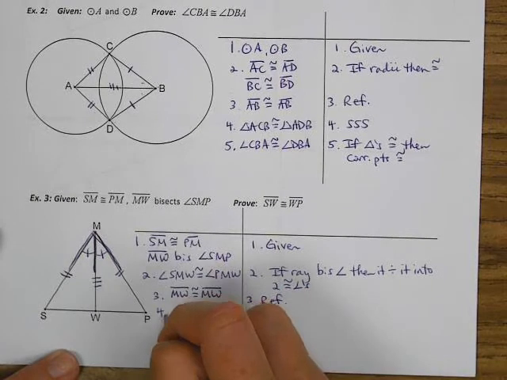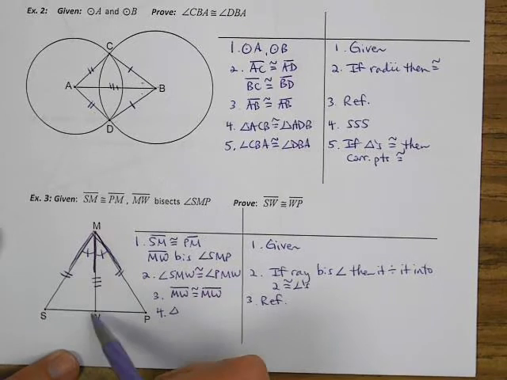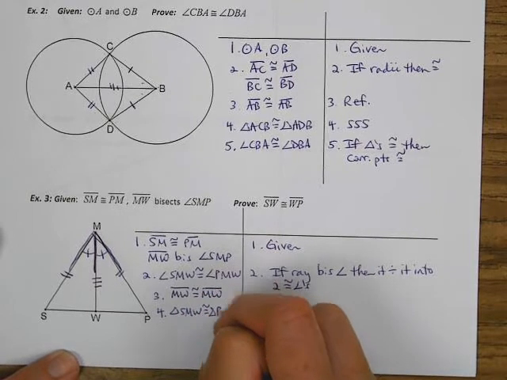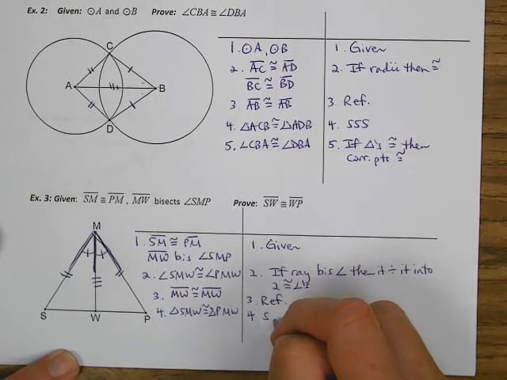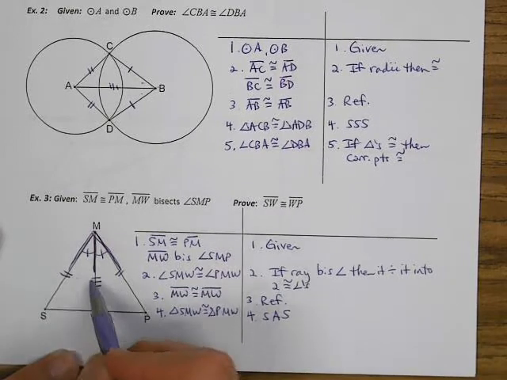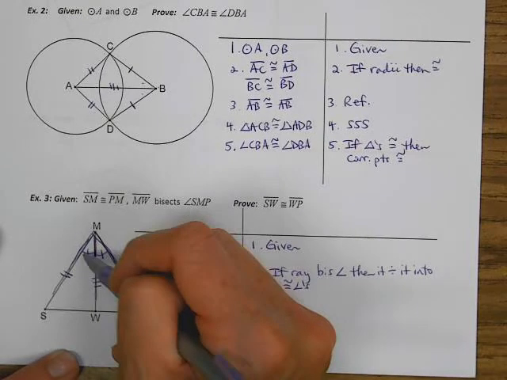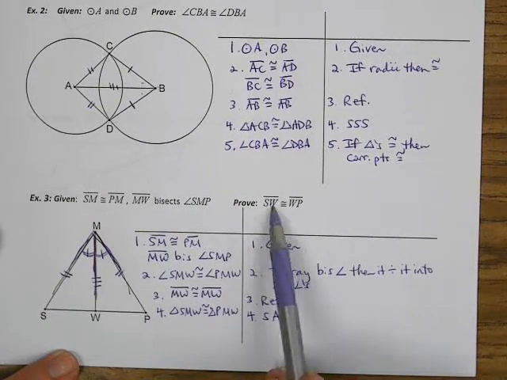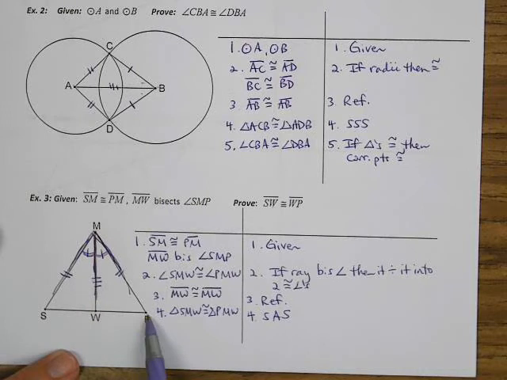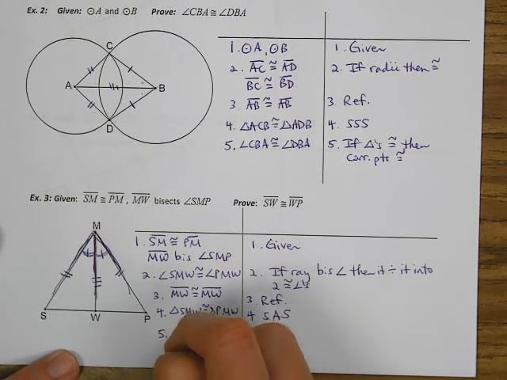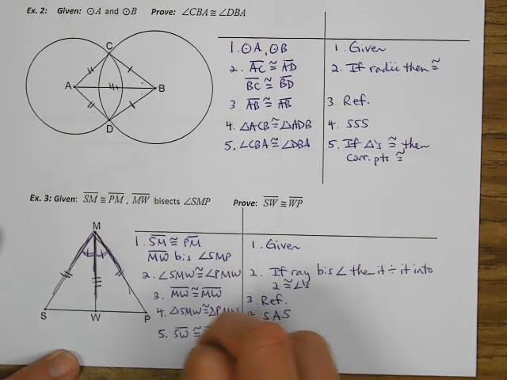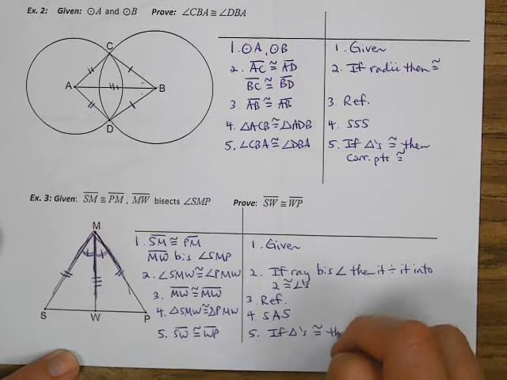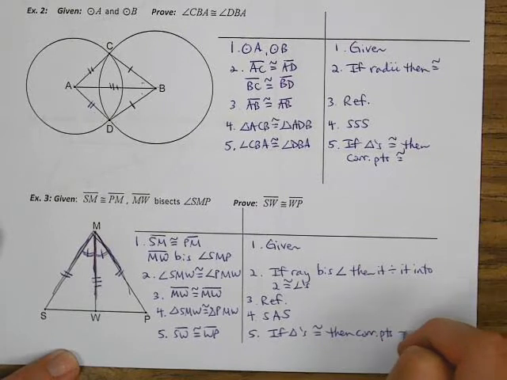And then I know I can get my triangles congruent. I'm matching up. SMW would go PMW. So make sure you line up your points carefully. And that is by side, angle, side. Two sides and the included angle, right? A side, and the angle between. That's not what they want. They want SW and WP, but those are the corresponding parts. So just like we did before, I can now tack on one additional step. And I can say, if the triangles are congruent, then the corresponding parts are congruent.